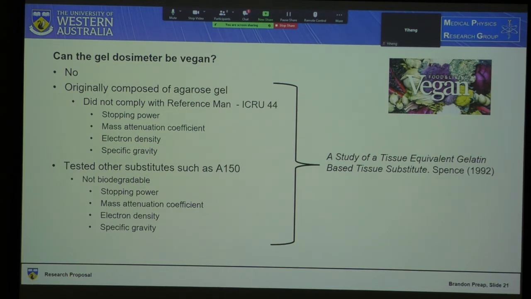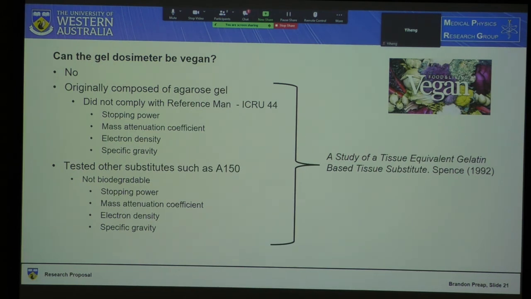So what was your question? Sorry, it was: what specific properties of tissue does it replicate? Like you just mentioned that it is equivalent. Is it equivalent in water content? It is equivalent in electron density, specific gravity, mass attenuation, and the way that light interacts with it, so optical properties. Okay.